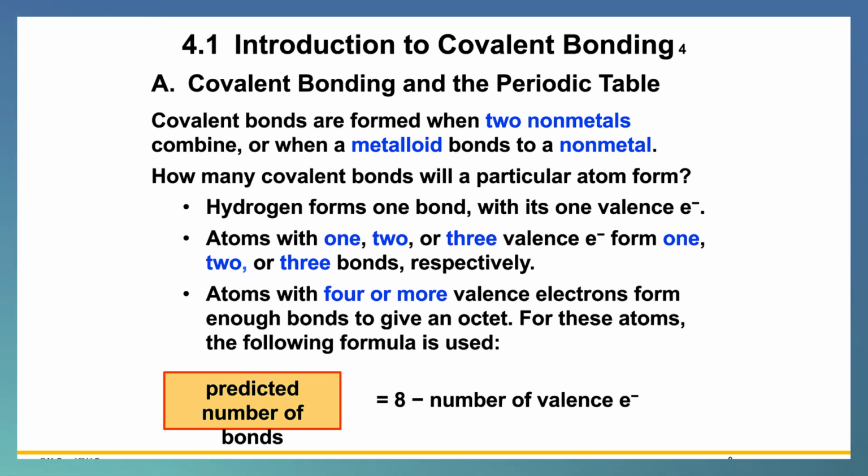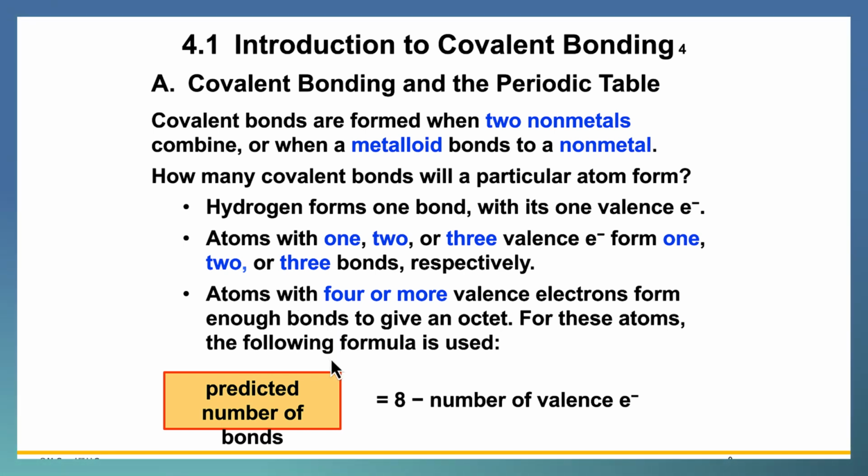So we talked about covalent bonds forming between 2 nonmetals, but the periodic table is a super useful tool for predicting how many bonds a particular atom will want to have. Atoms with 1, 2, 3 valence electrons are going to form 1, 2, 3 bonds respectively. Atoms with 4 or more valence electrons form enough bonds to give an octet.